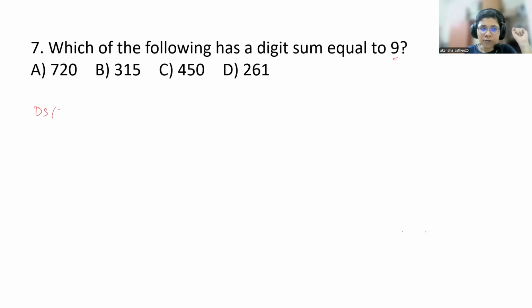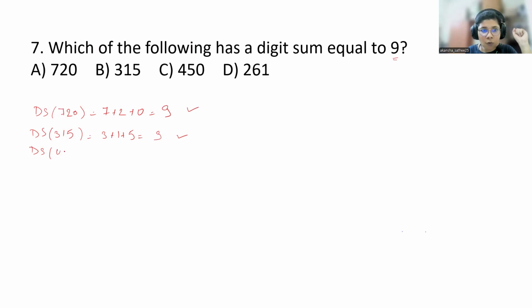Digit sum of 720. It is 7 plus 2 plus 0. It is 9. Correct option. Digit sum of 315. It is 3 plus 1 plus 5. 3 plus 1 is 4. 4 plus 5 is 9. Correct option again.